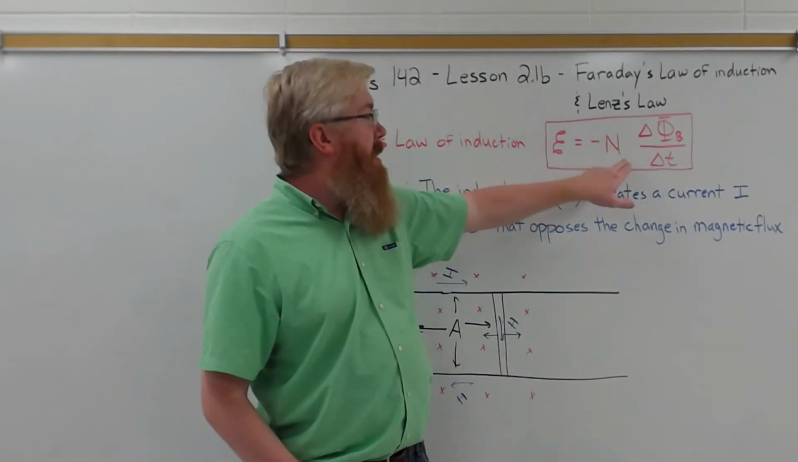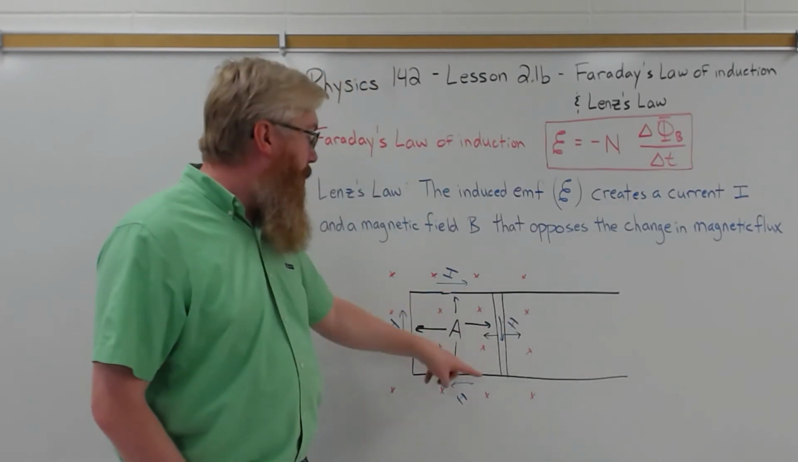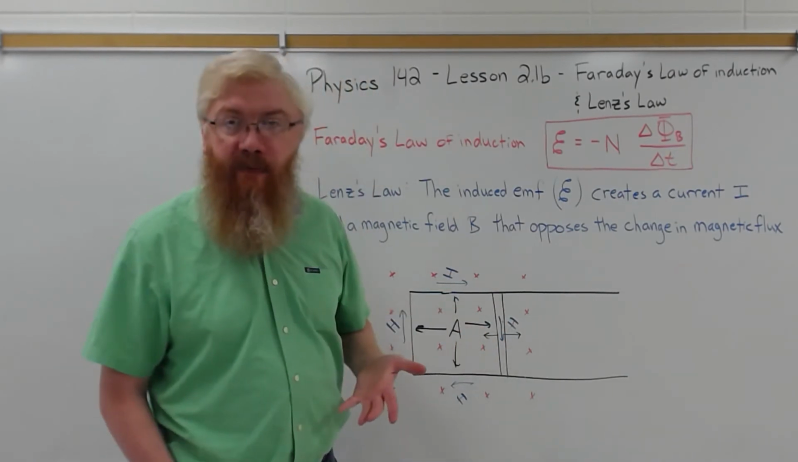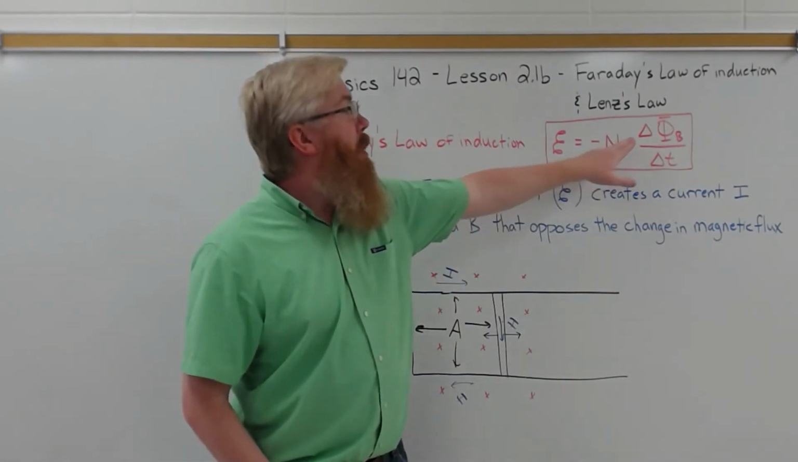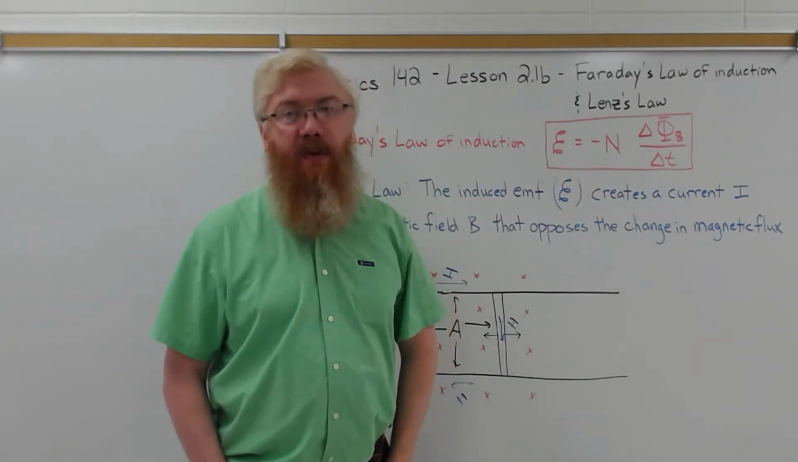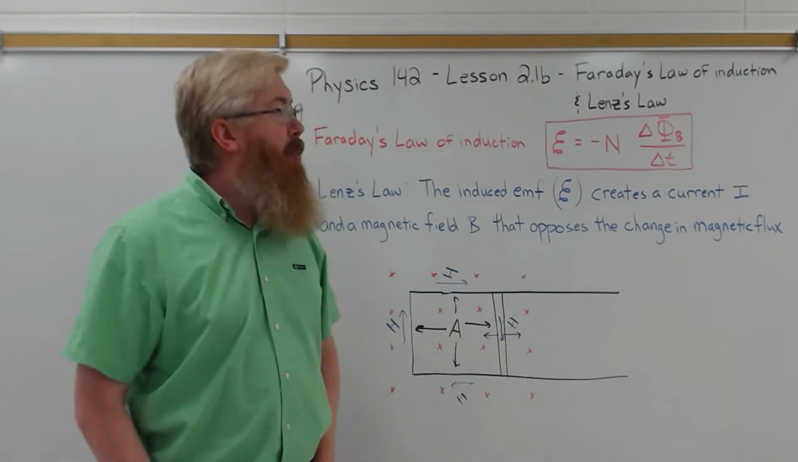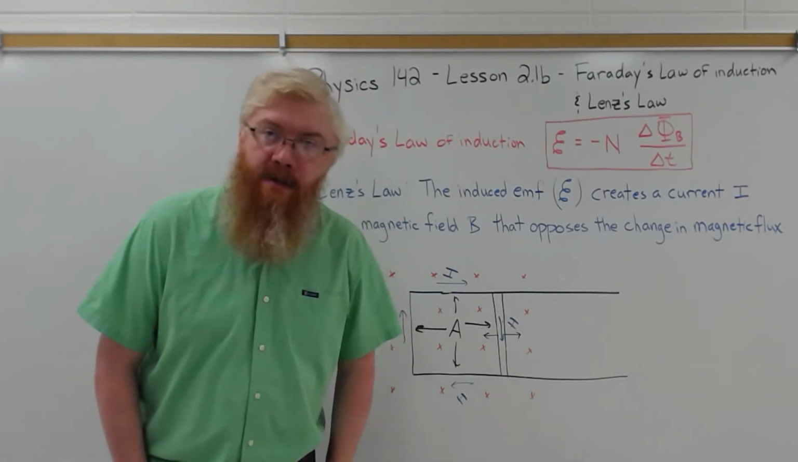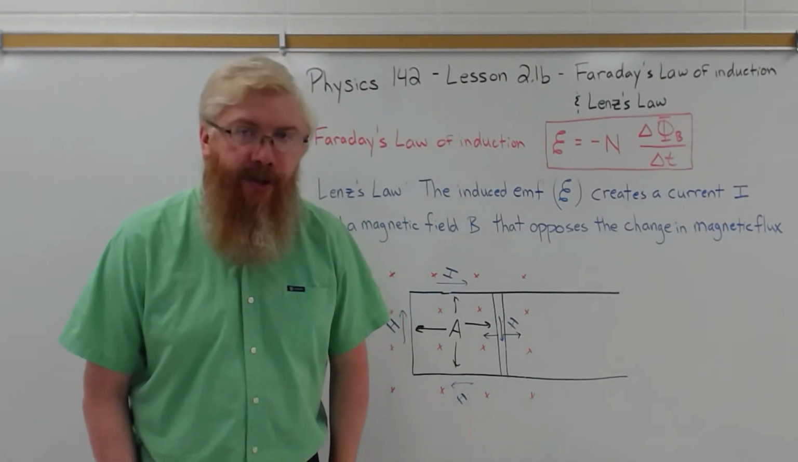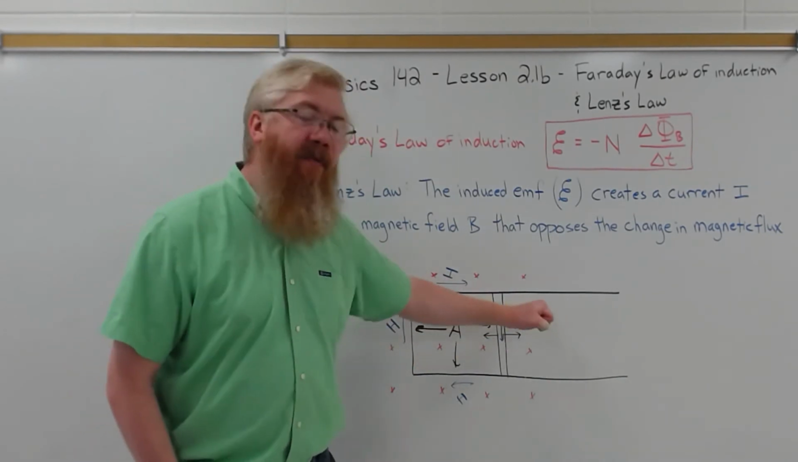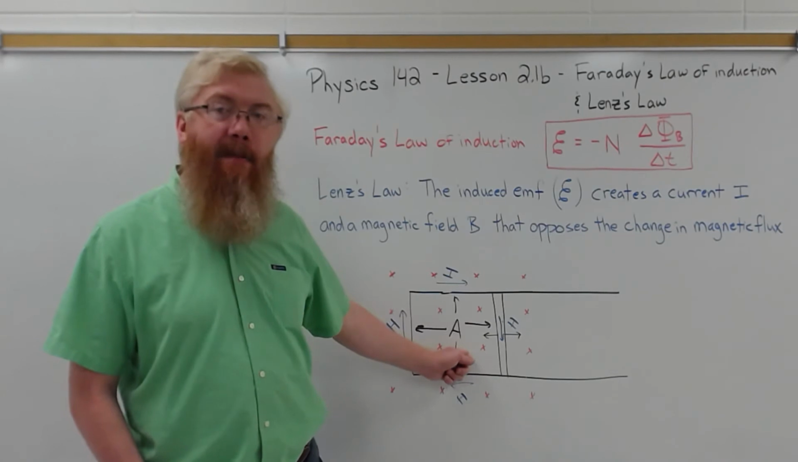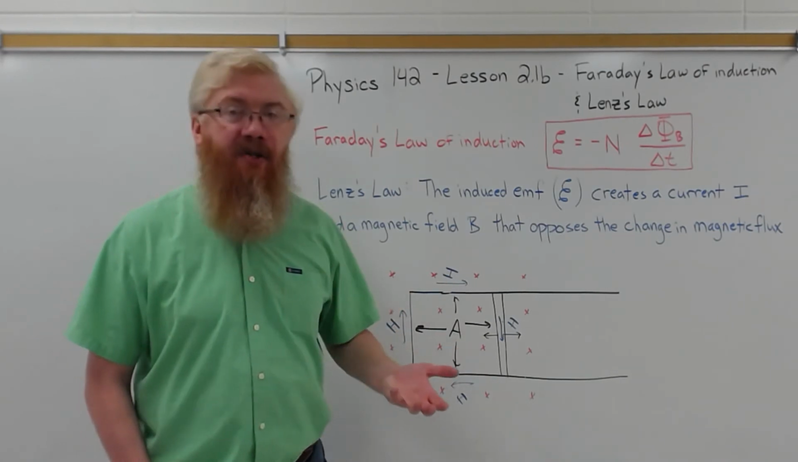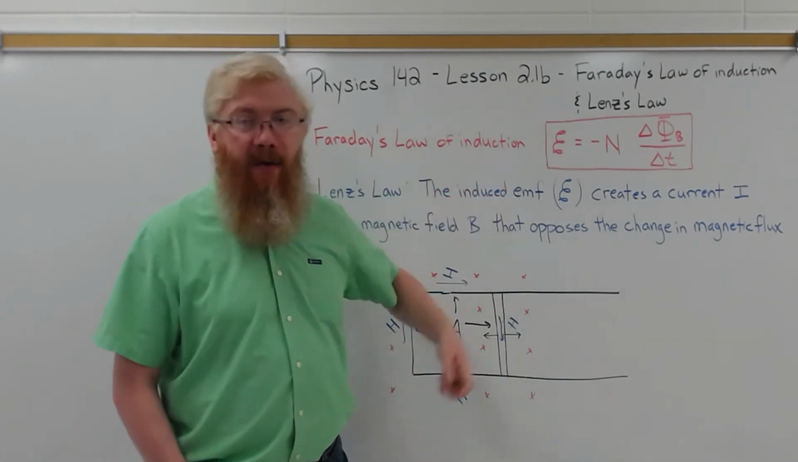It depends on the number of loops. Here it's just one loop, but imagine I had many, many loops of wire that I could pull aside. That would increase the EMF. And how quickly the magnetic flux changes with time, that's the important thing. It's not just the magnetic flux, it's how quickly it changes. So the faster I move this to the right or to the left, the faster the area A changes with time, the faster the magnetic flux changes with time, the bigger the EMF that's generated.